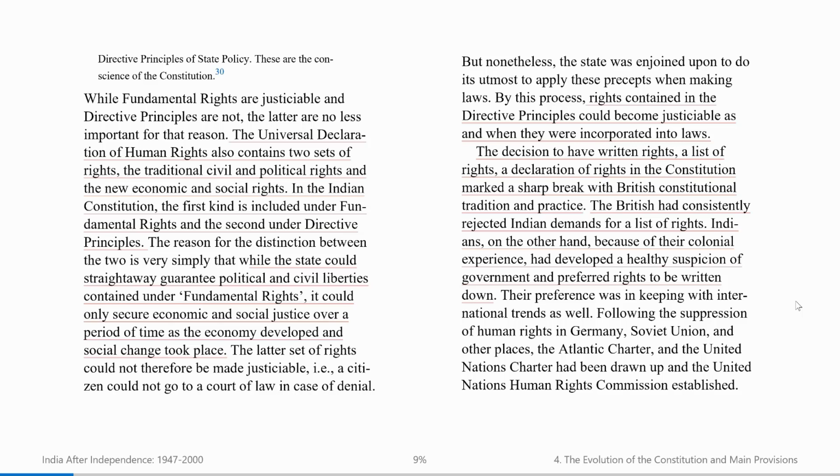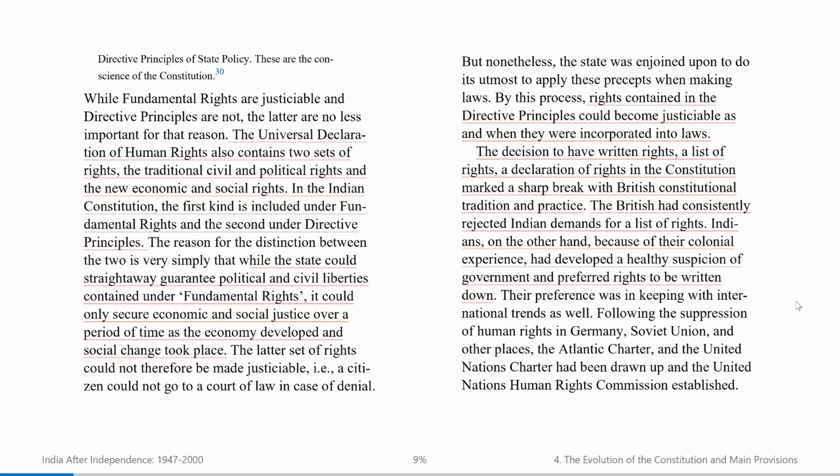Okay, then the next question is, why do we have a written law despite the fact that the Britishers don't? So the answer is, the decision to have written laws, a declaration of rights in the constitution, is a marked sharp break with the British constitutional tradition. The Britishers, during the period of the independence movement, had consistently rejected Indian demands for a list of rights. Indians, on the other hand, because of their colonial experience, had developed a healthy suspicion of government and preferred rights to be written down. And obviously this preference was in keeping with international trends as well.